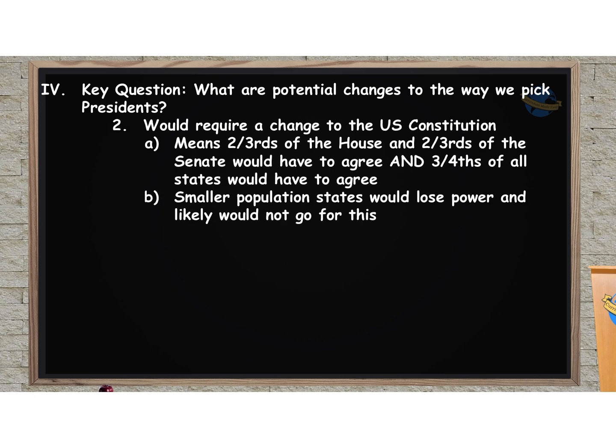Because in order to change the Constitution, two-thirds of the House and two-thirds of the Senate would have to agree to get rid of the Electoral College and move to a national popular vote, and then three out of every four states would have to agree to that change. Smaller population states would lose power, and they would likely not go for this.